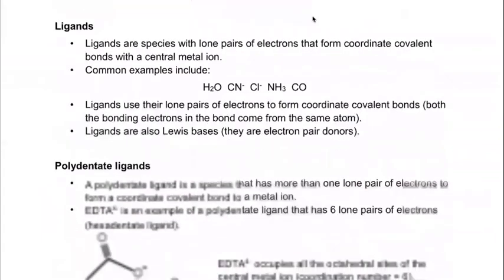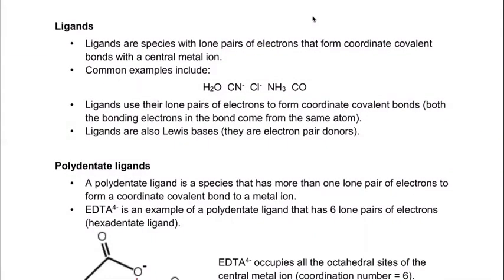Okay, last section for today. We're going to talk specifically about the ligands, the things surrounding that central metal ion to form the coordinate covalent bonds. These are the most common ones, and it would probably benefit you to memorize them or make sure that you're aware of them. So water is the most common, then the cyanide ion, the chloride ion, ammonia, and carbon monoxide.